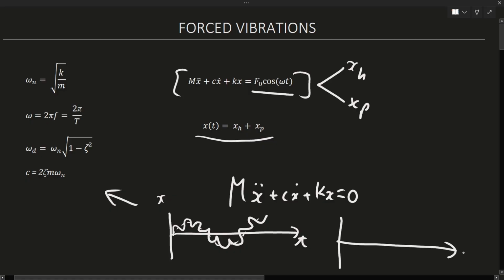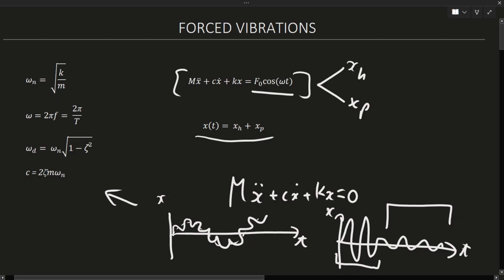Next, if there is damping, it's going to look something like this, and then like this. This initial part here is called the transient state. It's like the initial disturbance of the system. And the other part over here is the steady state.